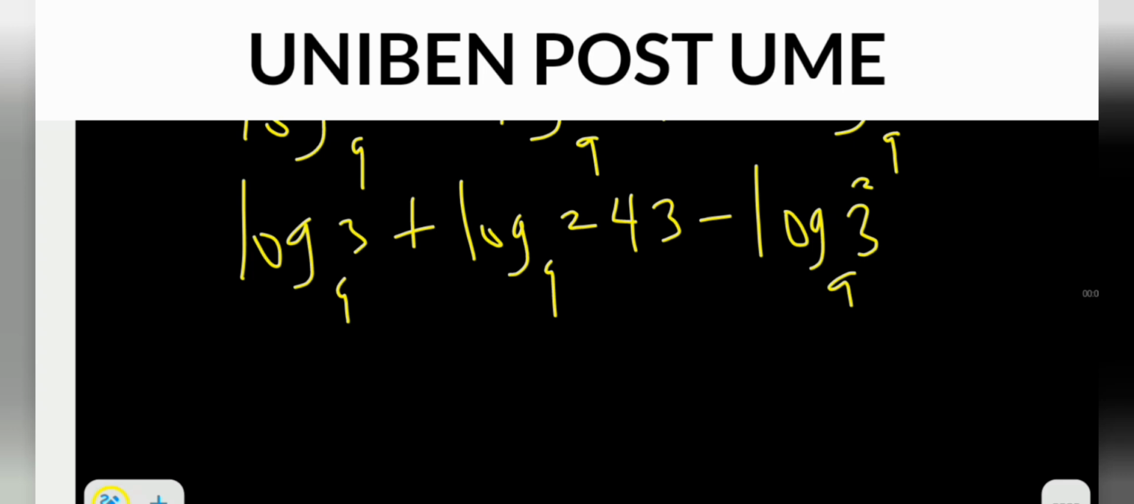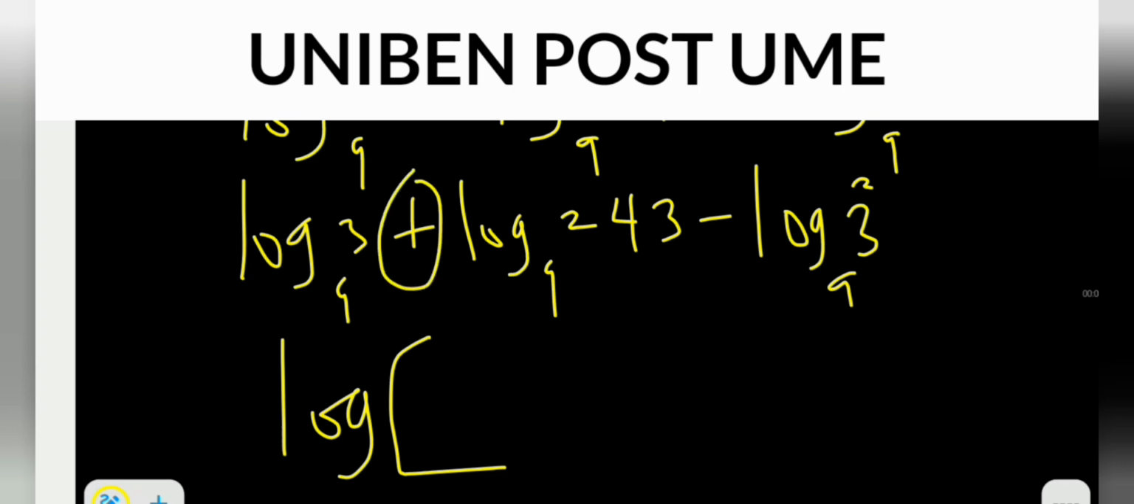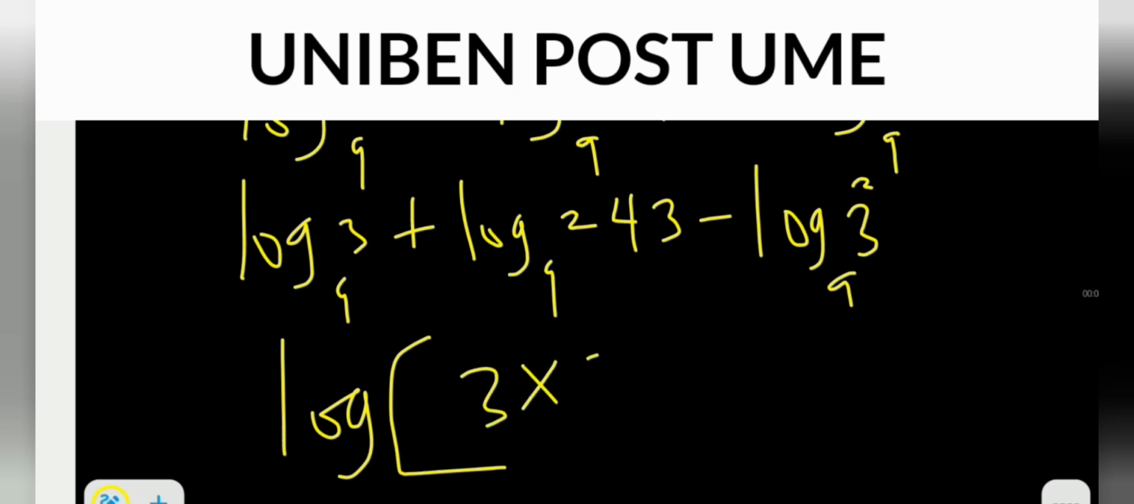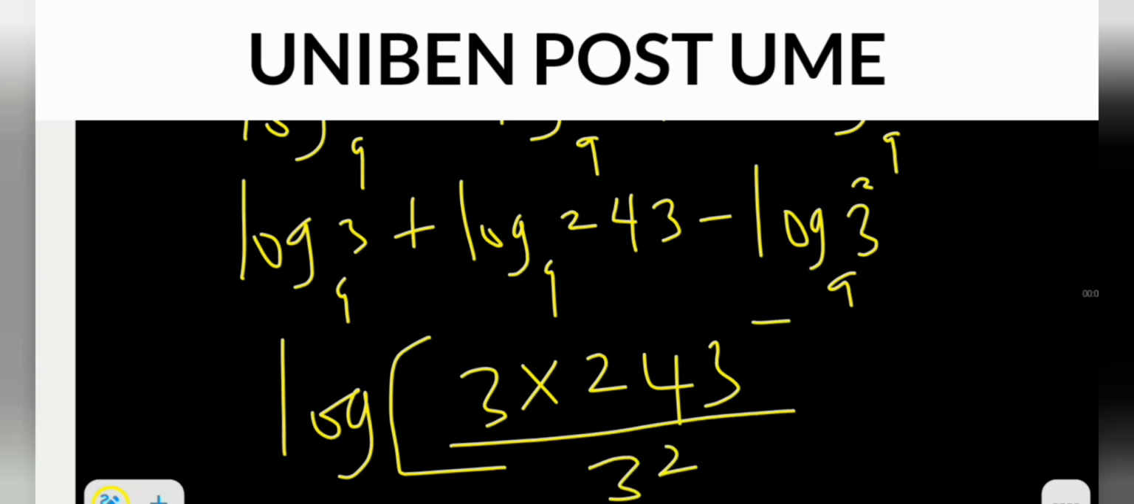Okay, so this is plus here, so we're going to multiply this. Then this is divide, this is minus, we're going to divide with this one. So you're going to get log, open your brackets, this is plus in the middle, so you're going to use times. That will be 3 times 243. And this is divide here, so that minus will be for divide. 3 squared will be at the bottom part.